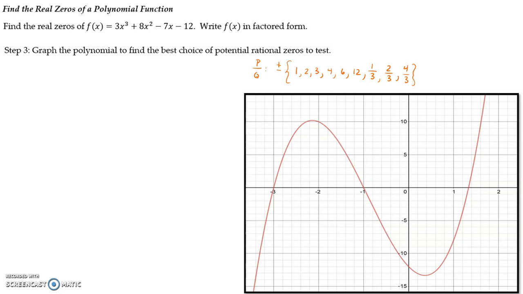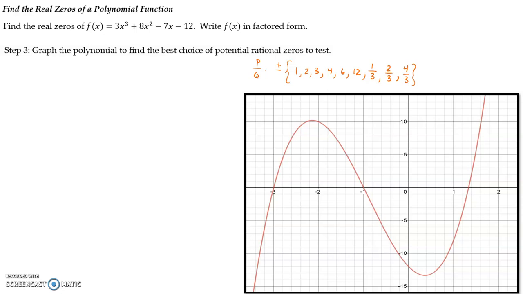Our next step is going to be to graph the function, and you can graph this in Desmos. We want to take a look at the graph itself and see if we can take our potential zeros list, and narrow it down to find the actual zeros. So we're looking for where it's going to touch or cross our x-axis.